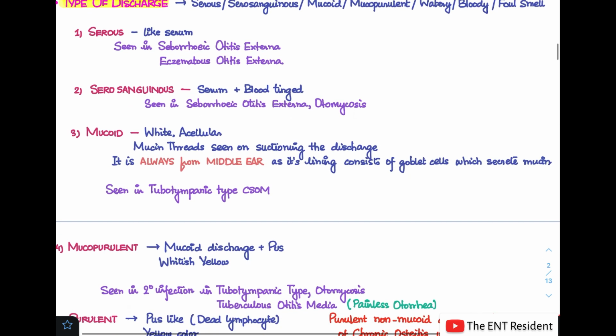Next is a mucoid discharge. Now how do you describe a mucoid discharge? It will be white and acellular. You can see mucin threads when you suction the discharge, and it is always from the middle ear, as the lining of the middle ear consists of goblet cells which secrete mucin. So this is the importance of mucoid discharge. You will know that it is always arising from the middle ear. The mucoid discharge is seen in tubotympanic type of CSOM.